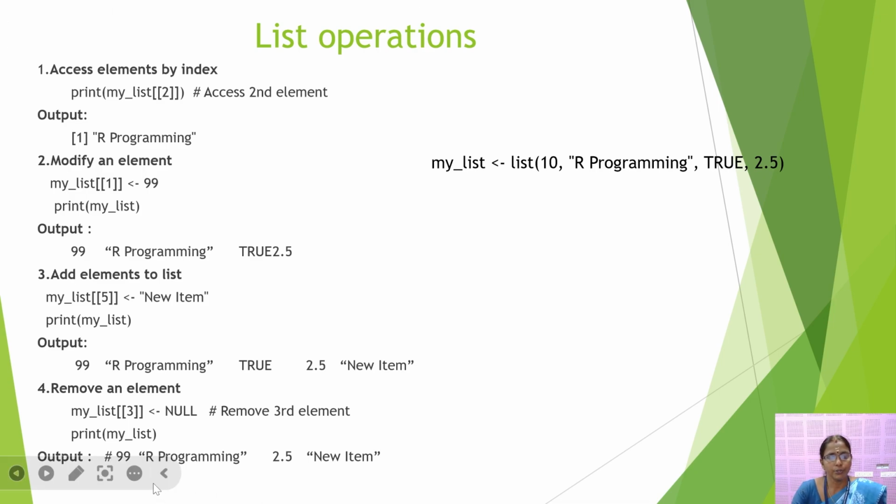Okay, suppose you want to remove one particular element from the list, you have to set that index value to null. Here suppose you want to remove the third position, the third element is true. You want to remove this true, so my list of 3 equal to null. Here null represents removing the particular indexed value. Okay, they can remove the third element. The print of my list after removing the third element true displays the output like this: 99, R programming, the third element true is removed, after that they display 2.5, new item.